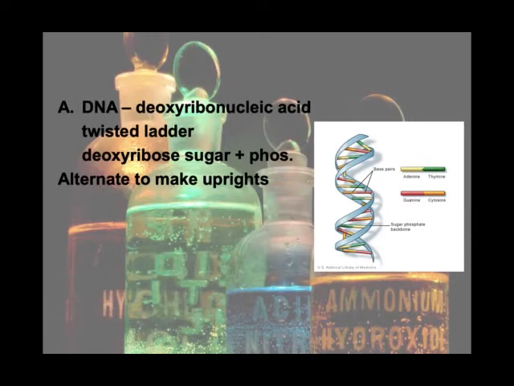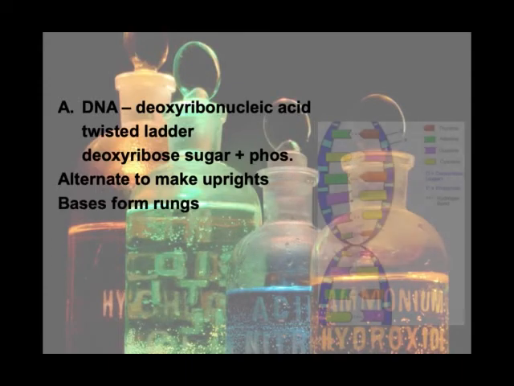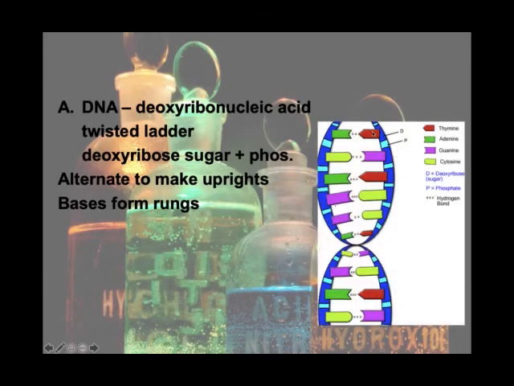They alternate to make the uprights of the ladder. It's sugar, phosphate, sugar, phosphate, sugar, phosphate. And on the other side, it's phosphate, sugar, phosphate, sugar, phosphate, sugar, phosphate, sugar. So all the way down the DNA molecule, they're alternating the sugar and the phosphate. And the bases form the rungs of the ladder here.